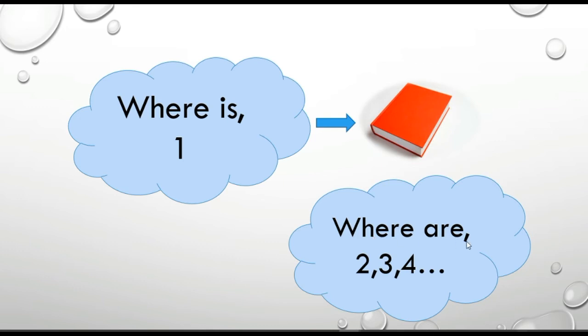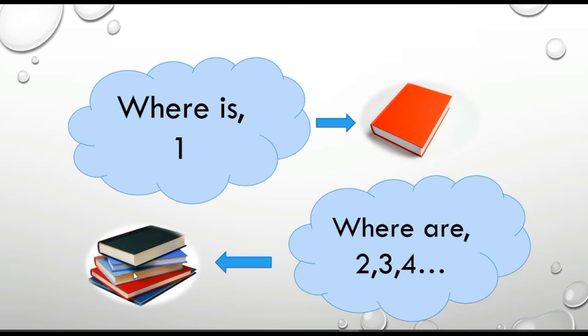Where are? We use are with two, three, four, five, and so on. More than one thing. For example, where are the boxes? So are is used for more than one thing. Like, count with me. 1, 2, 3, 4, 5. Okay, so five books. Where are the books? Did you understand? Okay, so is for one thing. Are for more than one thing. Book, books. Okay?